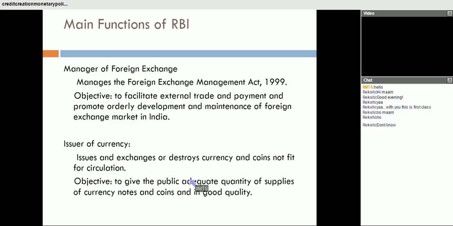Then it is the issuer of currency. It issues and exchanges or destroys currency and coins not fit for circulation. We use money in every country, there is a currency and we use it. Now from where does that money come? That money is printed by the Reserve Bank of India. They have their own printing press and there it is printed. So that free flow of currency in the economy has to be maintained by the central bank. In the case of India, it is the RBI.